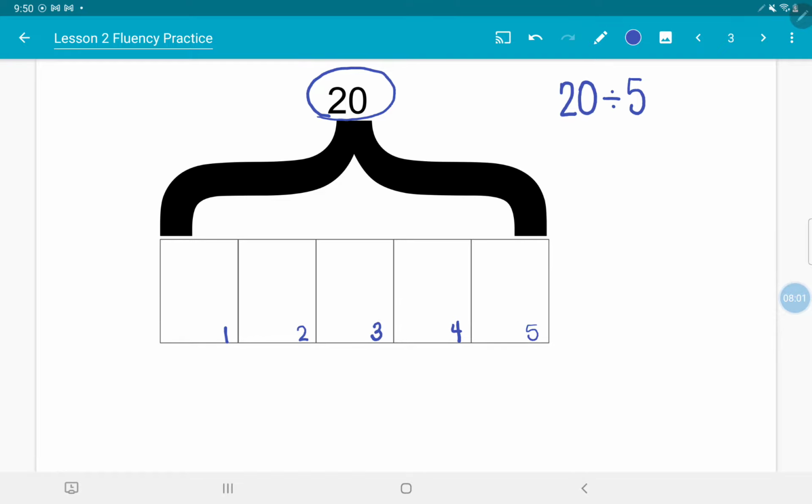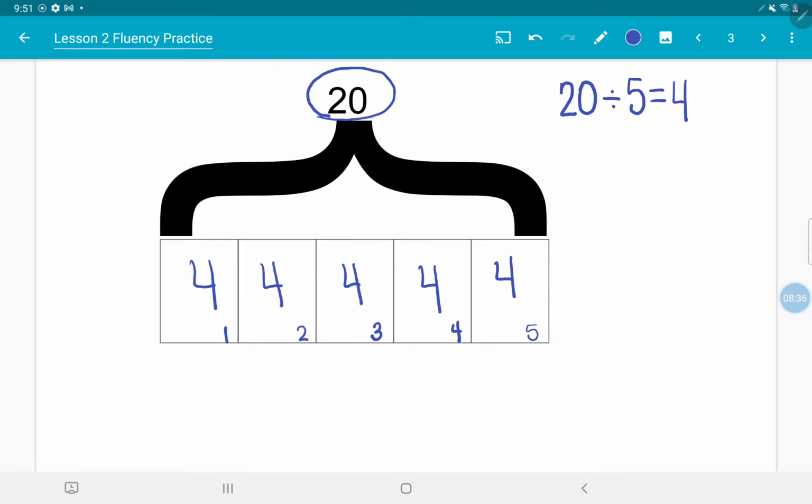Do you think it's important that those parts are equal? Yeah, because if they weren't equal or the same size, then they would not have the same value. So Brayley's correct. 20 divided by 5 is the division. How do I complete that equation? 20 divided by 5 equals what, Brayley? Equals 4. So each one of those boxes or sections has a value of 4.